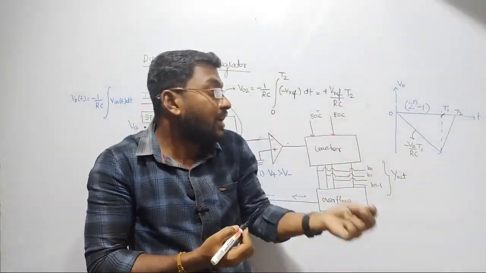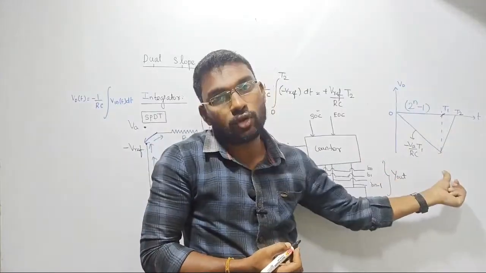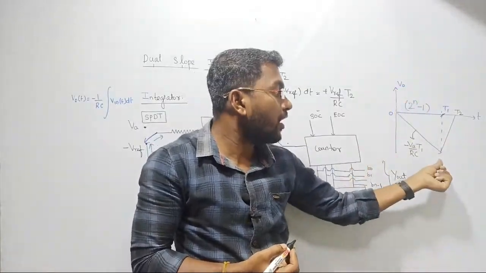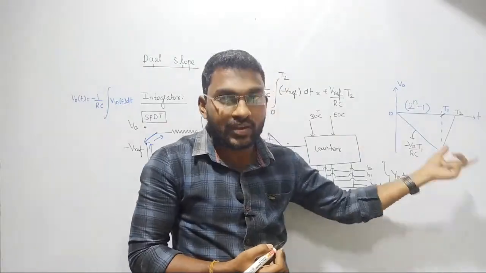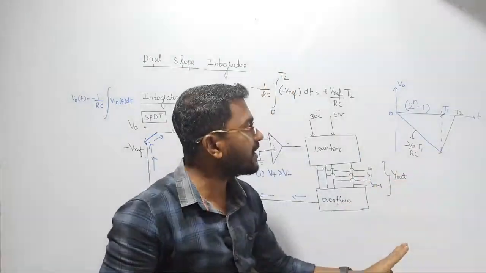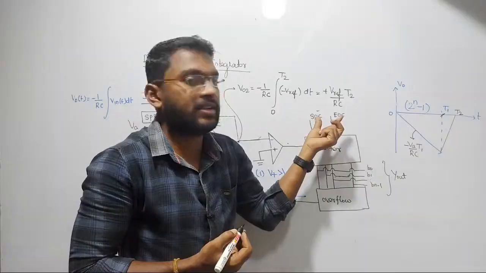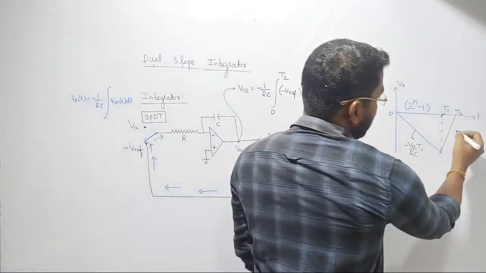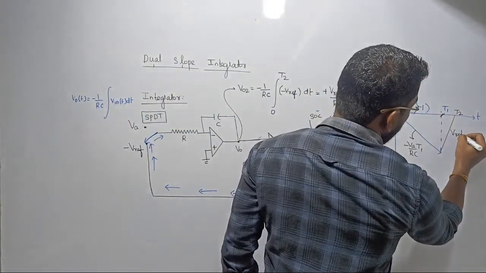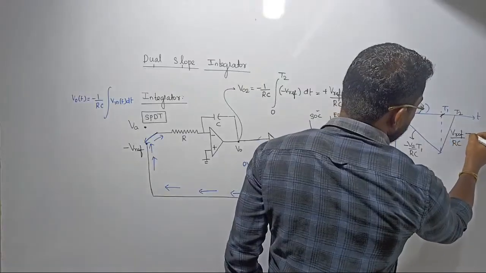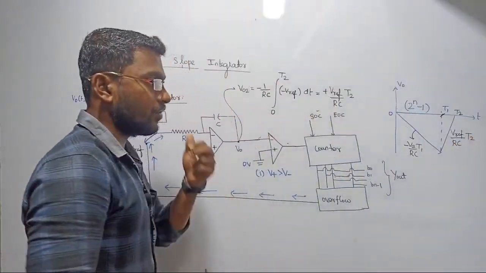Then where do I have to start? I will have to start at the ending point of the first slope. Your first slope had been terminated at this point, so your journey has to be from this point. Then you can travel in the upward direction, of course, because we are having positive slope now. So this is going to be V reference upon R into C only. There is no change with respect to T2. We are running with this second slope.